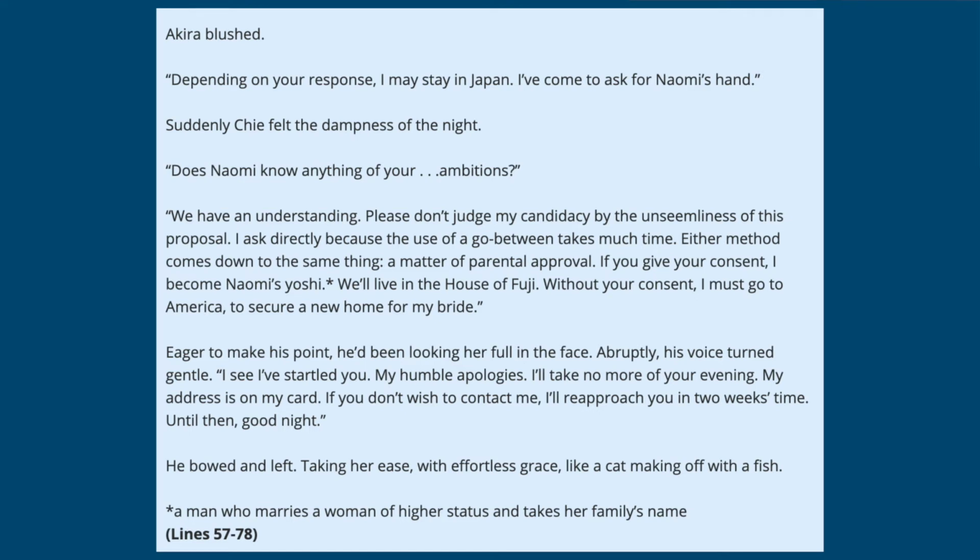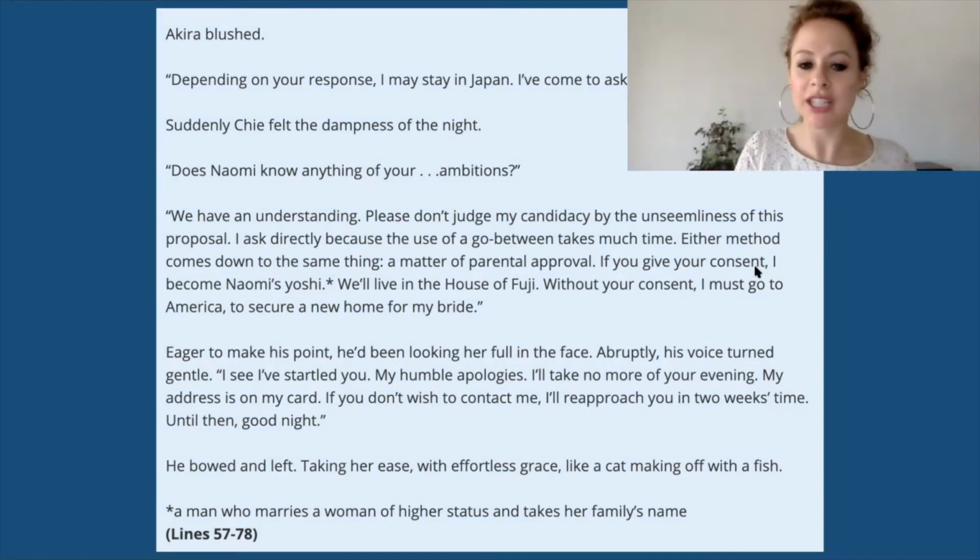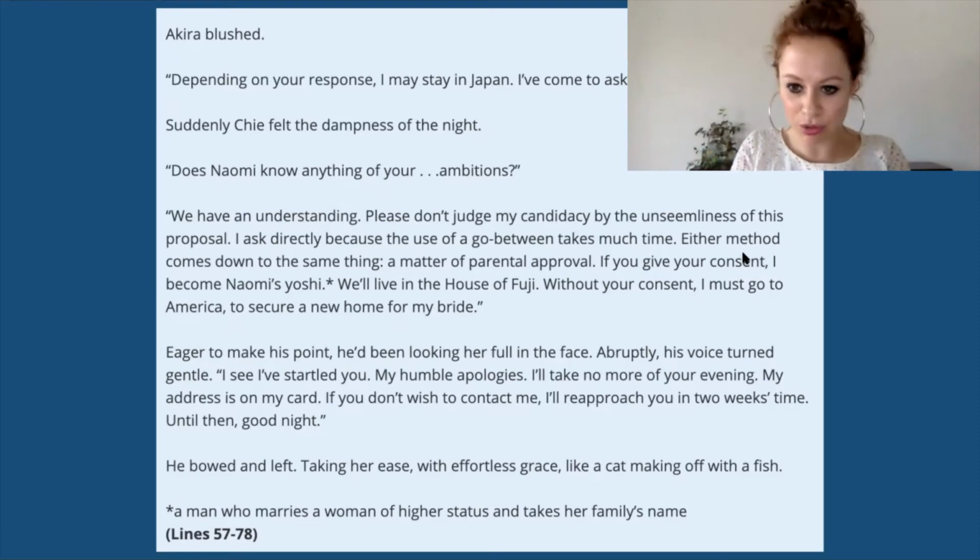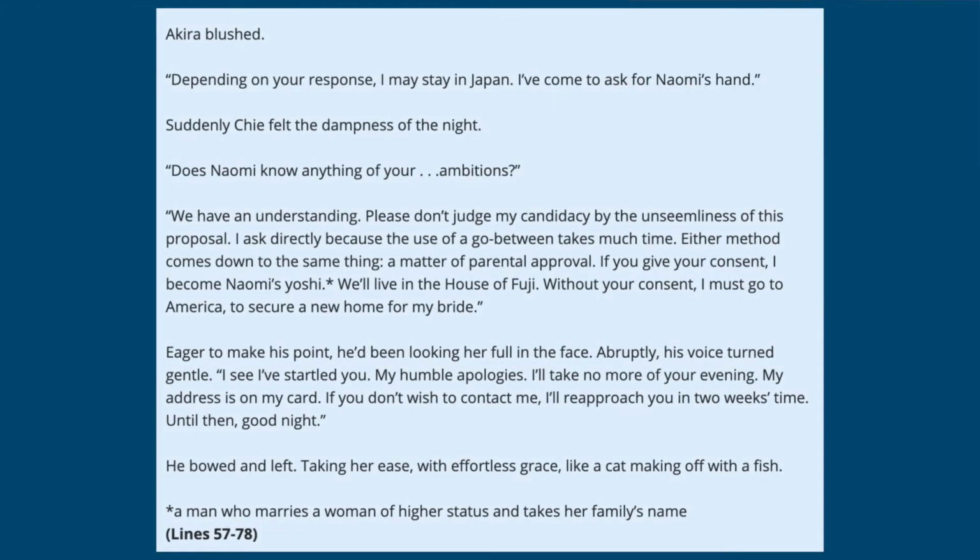If you give your consent, I become Naomi's Yoshi, and you see this asterisk and you look below, it says a man who marries a woman of higher status and takes her family name will live in the house of Fuji. Without your consent, I must go to America to secure a new home for my bride.